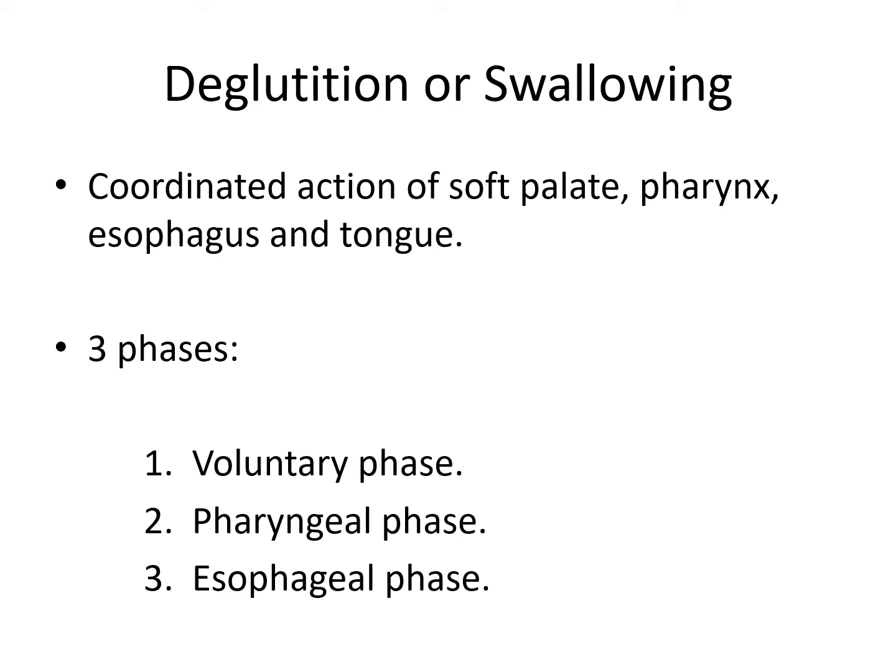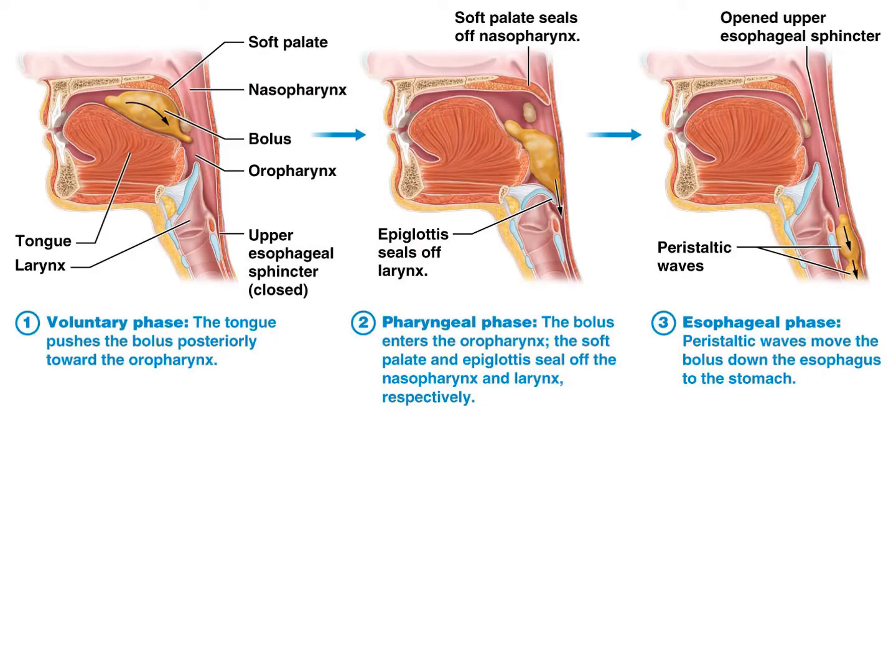Deglutition, or swallowing, is composed of three phases: a voluntary phase, a pharyngeal phase, and an esophageal phase. This figure shows the three processes. The voluntary phase is named because it's under conscious control of the cerebral cortex, and so you have the ability to swallow or not to swallow at this point. And the tongue pushes the bolus posterior toward the oral pharynx. In the second step, the pharyngeal phase, the bolus enters the oral pharynx, and the soft palate and the epiglottis seal off the nasopharynx and larynx, respectively.